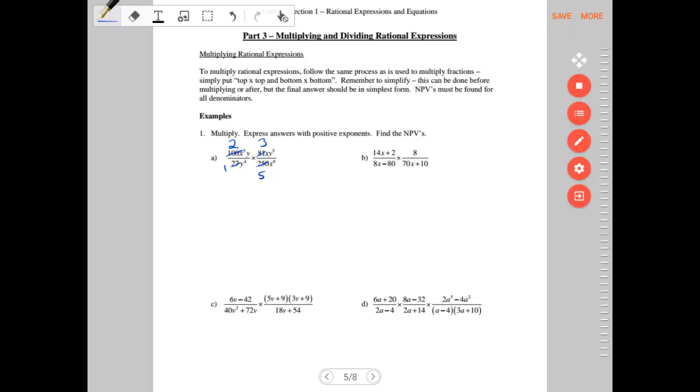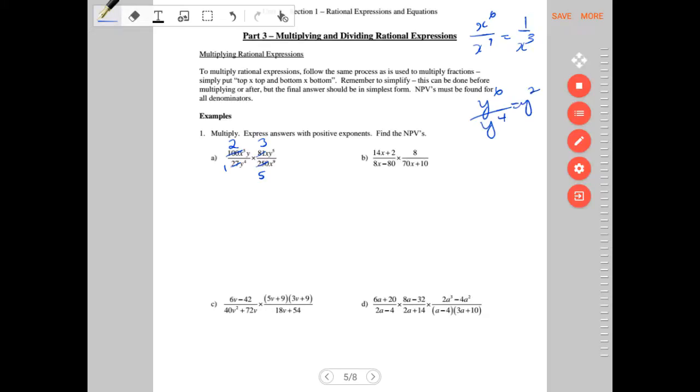Now, as far as x's go, I have x to the 5th and an x on the top, so that's x to the 6th. And on the bottom, I have x to the 9th. So I have more on the bottom. How many more? 3 more. So that's going to give me x to the 3rd on the bottom. What about y's? I have a y times y to the 5th, so that gives me y to the 6th. And on the bottom, I have y to the 4th. So that puts me at 2 more y's. Again, dividing, we subtract the exponents. So that gives me y squared, and that goes on the top.